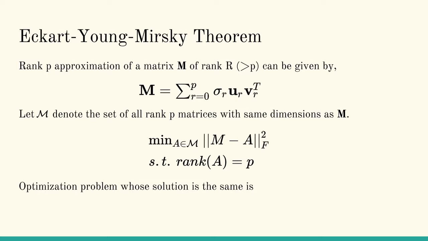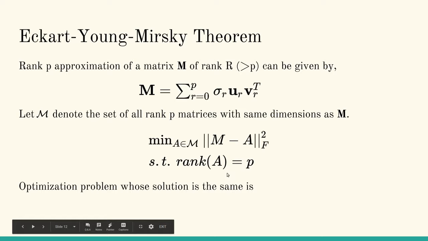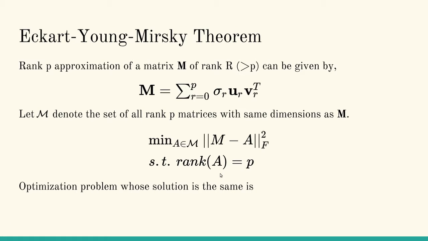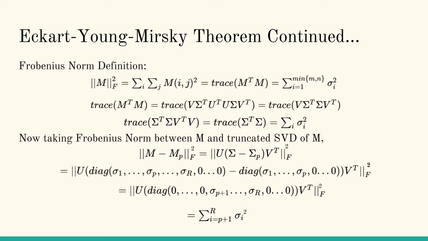It turns out that the matrix is also the solution of this optimization problem. Out of all rank P matrices, the matrix which minimizes the Frobenius norm with M is this truncated matrix. Now let's find out the minimum possible value of this objective function. The squared Frobenius norm of a matrix is the sum of squares of individual entries of the matrix, which is equal to the trace of M transpose M, and it turns out to be equal to the sum of squares of singular values.